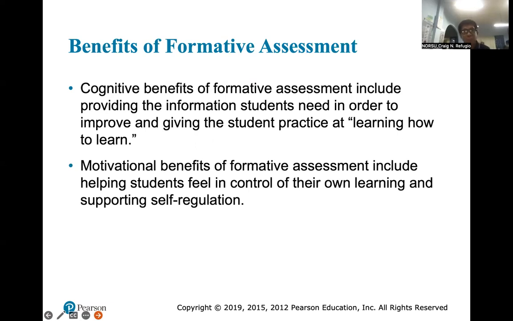That is one of the cognitive benefits of formative assessment. Then we go into motivational benefits of formative assessment. Include helping students feel in control of their own learning and supporting self-regulation. So take note, that having that formative assessment will give motivation to the students.